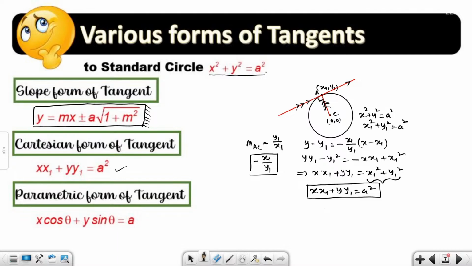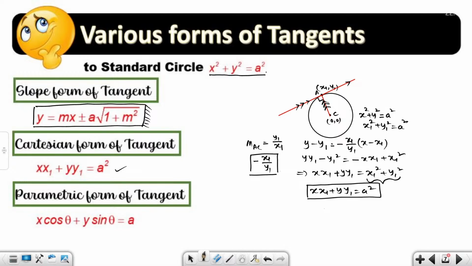What is (x1, y1)? (x1, y1) is a point. Repeatedly, I am telling you this. Why, you will understand later on. Why I am telling you that (x1, y1) is on the circle, that you will understand afterwards. So (x1, y1) is a point on the circle, and at that point only you are going to find the equation of the tangent, which is nothing but x x1 plus y y1 equals a square. That's it. So is it now clear to everyone? Yes, sir. Okay.